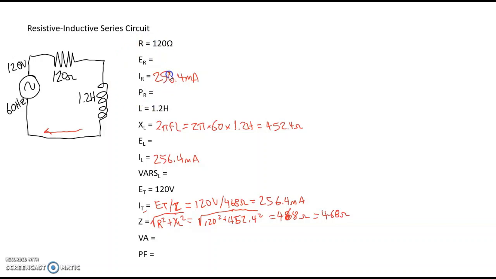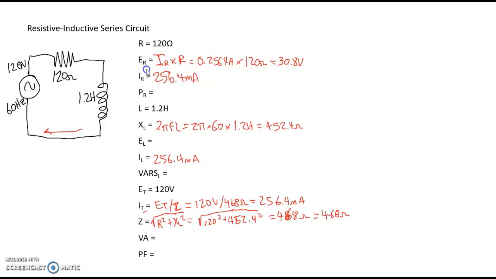values to calculate. For the voltage across the resistor, we're using Ohm's law, and that's I sub R, the current flowing through the resistor, times the resistance, equals 0.2564 amps times 120 ohms, equals 30.8 volts.